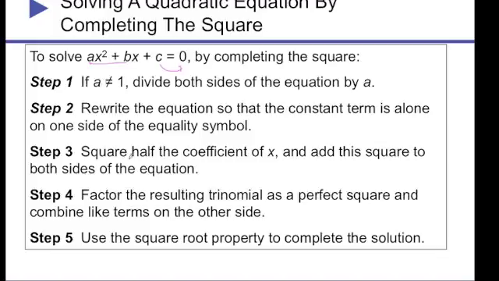You square half of the coefficient of x, and add this square to both sides of the equation. You factor the resulting trinomial as a perfect square and combine like terms on the other side. This is why it is called completing the square, because we make a perfect square trinomial and complete that square. And then we use the square root property to complete the solution. It's a little confusing when we just read it. Let's try it.